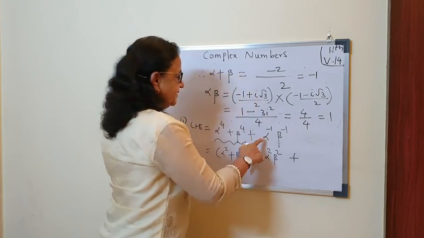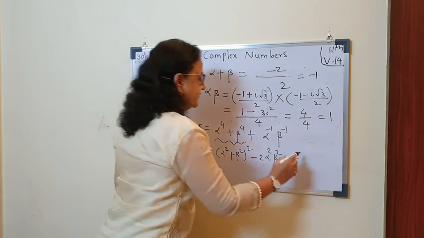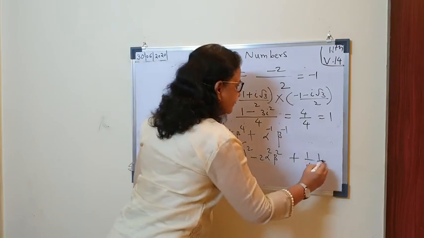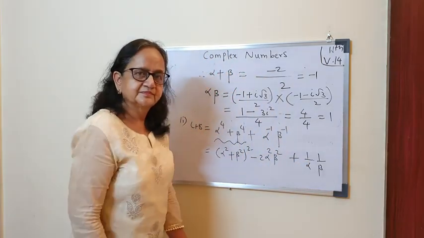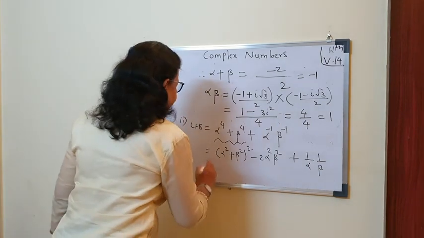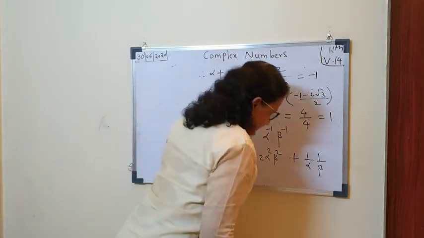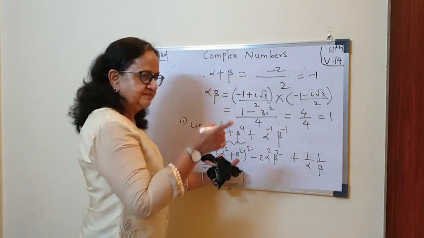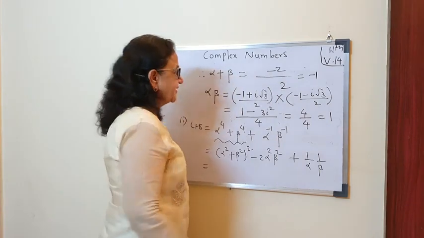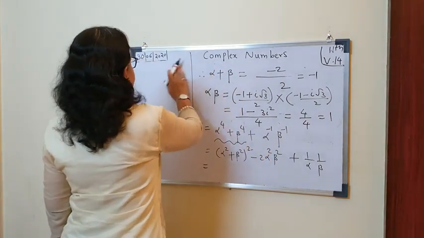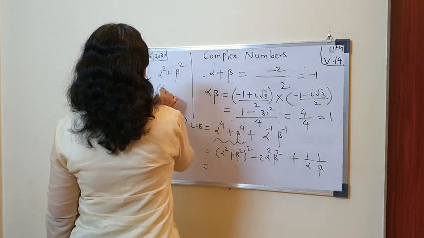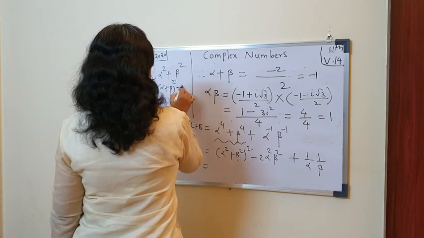And now the original term alpha raised to minus 1 means 1 upon alpha, and beta raised to minus 1 is 1 upon beta. Alright, so this is further equal to alpha square plus beta square. In the previous part you have worked out the value for it. Since I have erased it, alpha square plus beta square is always (alpha plus beta) the whole square minus 2 alpha beta.